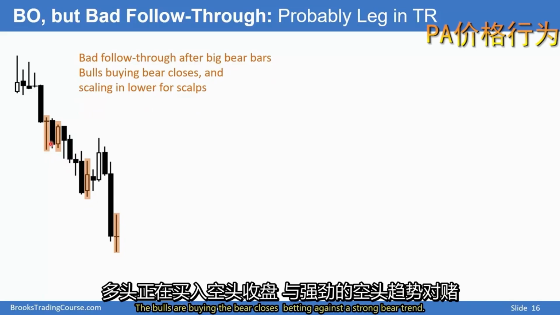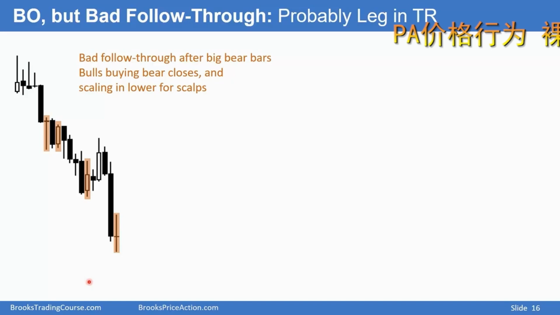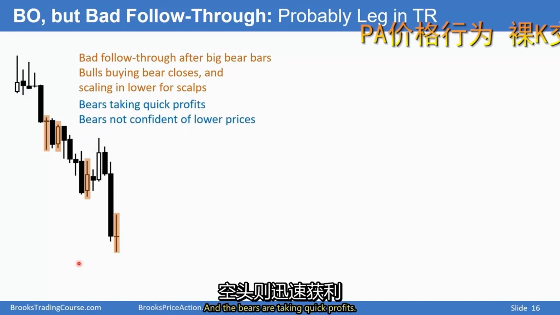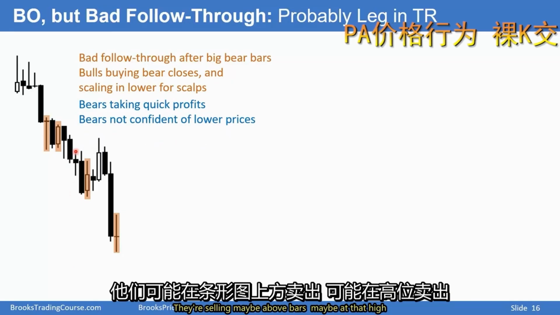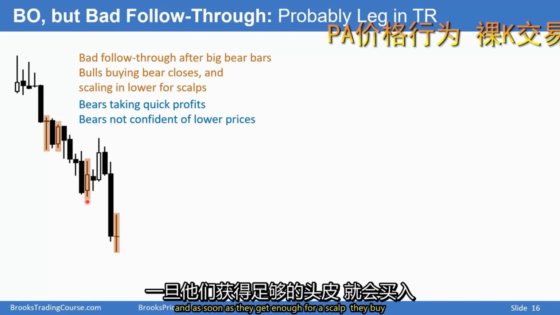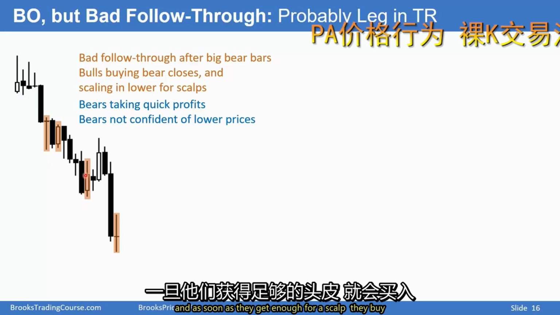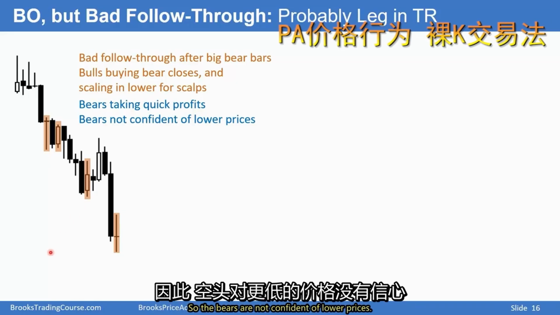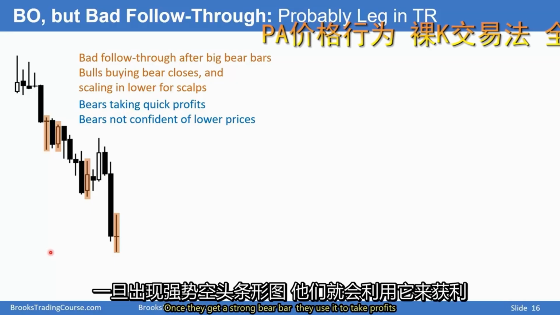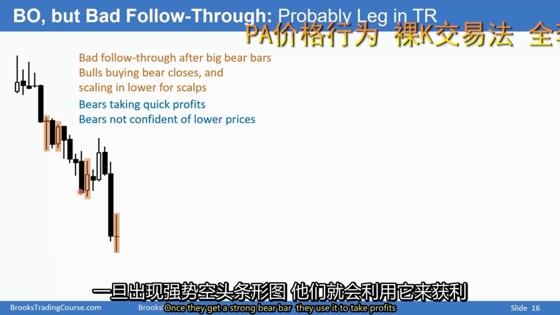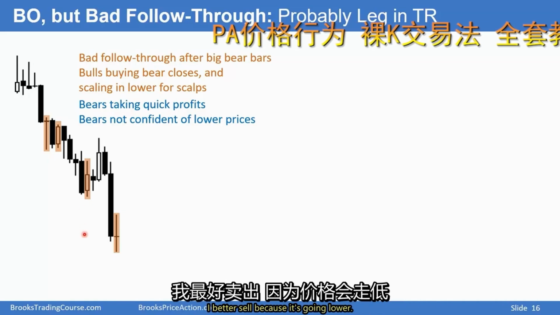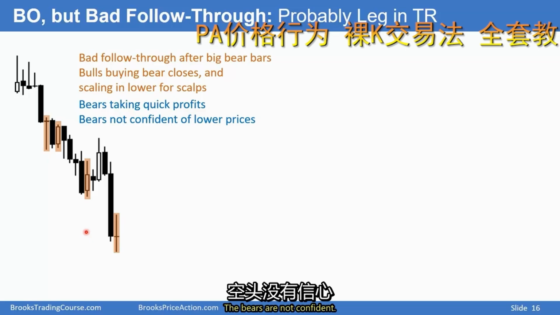The bulls are buying the bear closes, betting against a strong bear trend. And the bears are taking quick profits. They're selling maybe above bars, maybe at that high, and as soon as they get enough for a scalp, they buy. And the bears are buying, trading a bar like that. So the bears are not confident of lower prices. Once they get a strong bear bar, they use it to take profits instead of saying, oh, it's a sell the closed bear trend, I better sell because it's going lower. The bears are not confident.